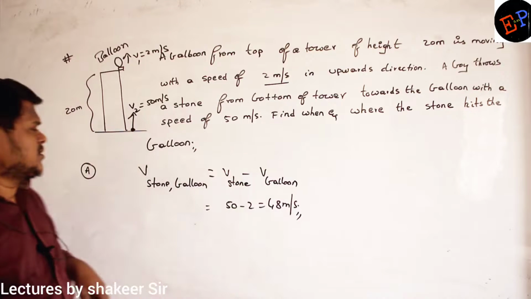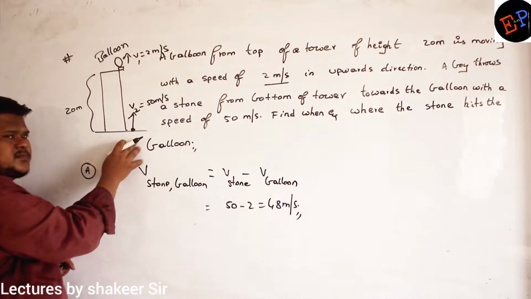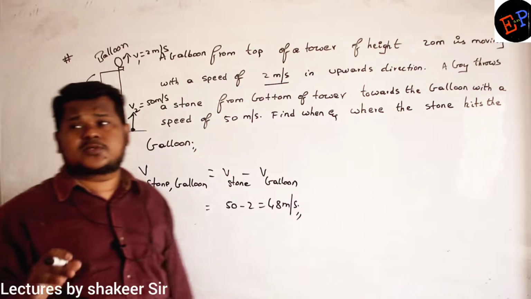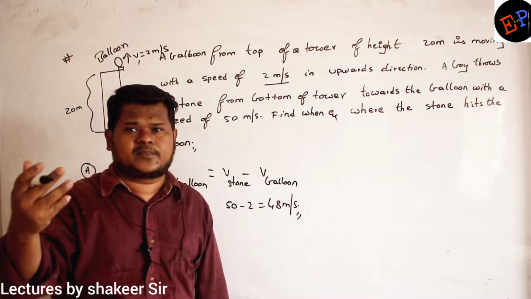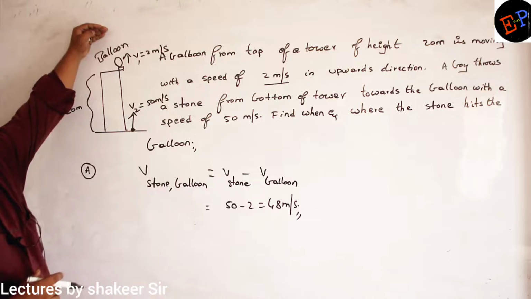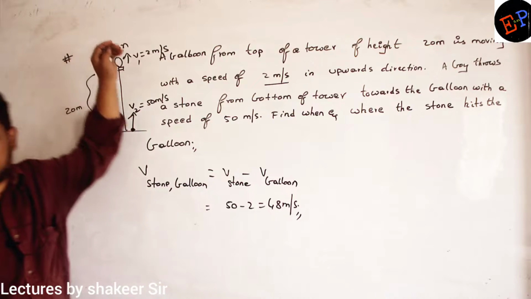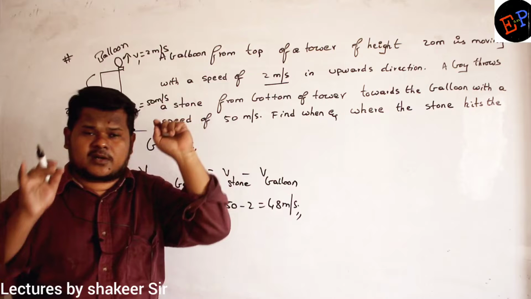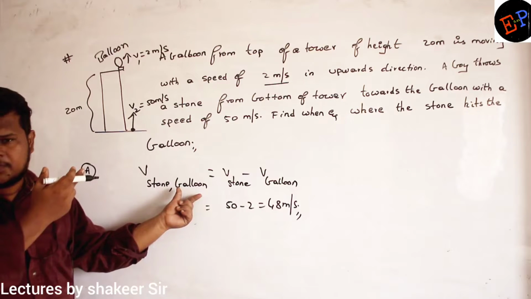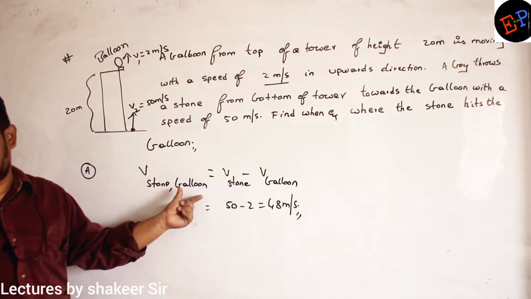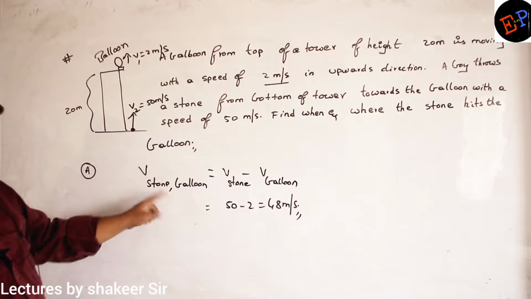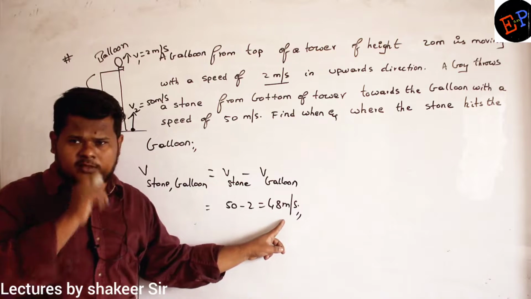Are you able to understand? So how much distance should the stone cover? The stone should cover a distance of 20 meters and hit the balloon. Actually, the stone should travel a distance greater than 20, because by the time the stone reaches this position, the balloon would have gone somewhere up to here. That is according to the general method of solving, according to kinematics. But according to relative motion, the observer always goes into rest position. The observer here is the balloon, so the balloon is here only, it is not moving upwards. So relatively, the stone is moving with a speed of 48 meters per second.